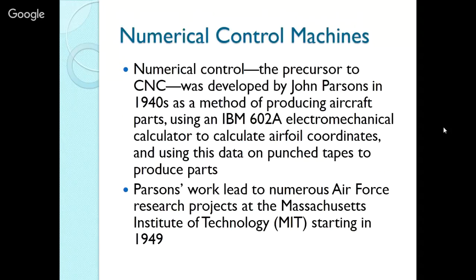During the same time, in the 1940s, numerical control machines also arrived on the scene. These days we use computer numerical control machines, the foundation for which was laid by numerical control machines. The first numerical control machine was developed by John Parsons in the 1940s as a method of producing aircraft parts or helicopter parts using an IBM 602A electromechanical calculator. This was the first calculator which was able to carry out division also. Earlier only addition, subtraction, and multiplication was available.